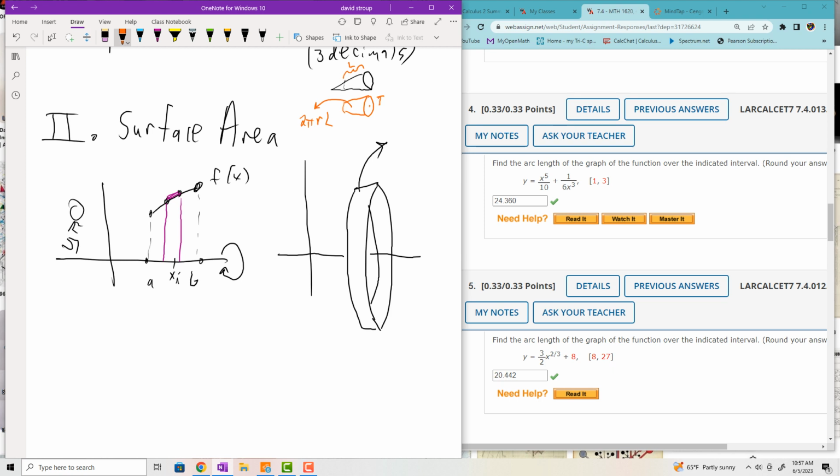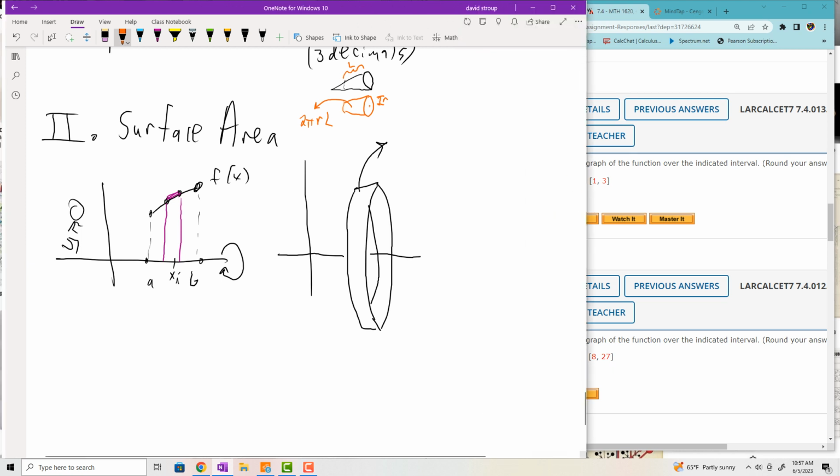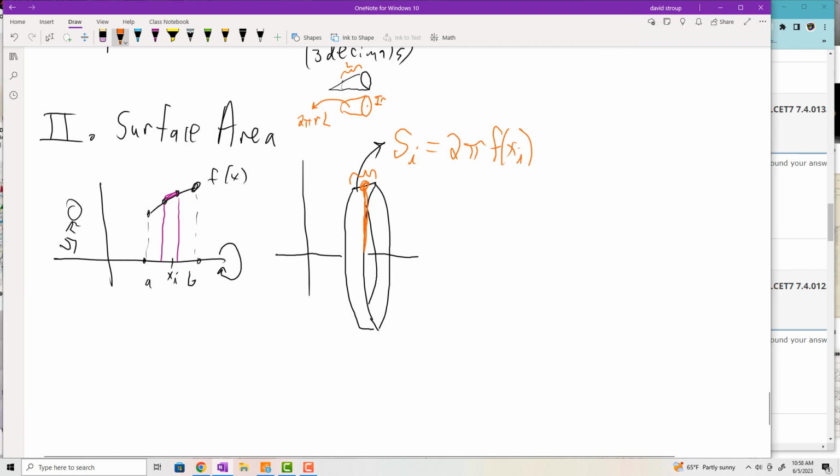Okay, so the radius value would be this distance ultimately. So for this object, the formula for the surface area of this particular object is going to be 2 pi times the radius, which is going to be this orange distance from the axis of rotation to the outer portion of the object, and that will just be given by the function f of x sub i, and then the L value, this distance, we can get using our formula for distance, which was that square root thing, right?